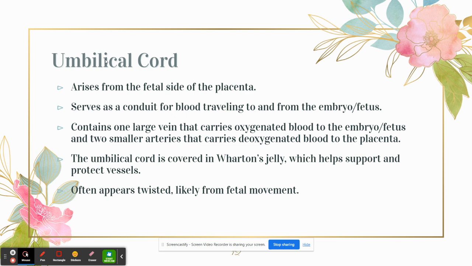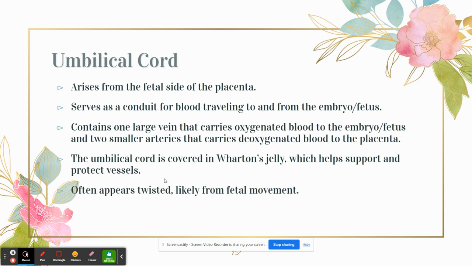They look really tiny and round. Kind of looks like two eyeballs and a smiley face. They carry deoxygenated blood back to the placenta so that mom can pick it up then and dispose of the waste. The umbilical cord is covered in Wharton's jelly, and that kind of supports and cushions those little vessels so that they don't get compressed.